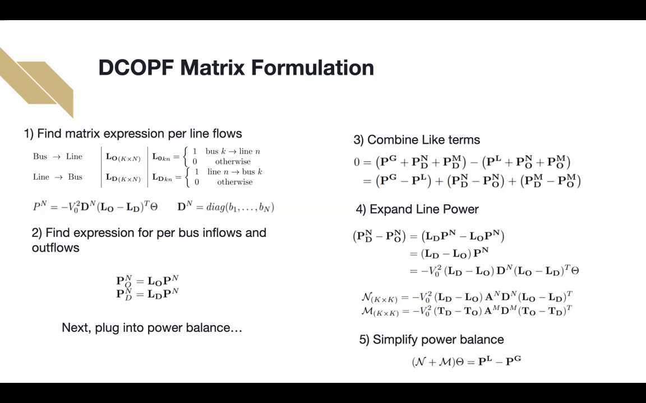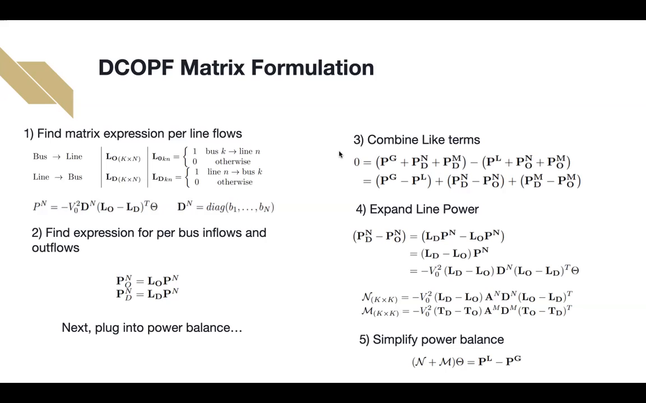The susceptance terms are placed in this diagonal matrix. And then our voltage angle differences are calculated using these adjacency matrices with our decision variables, which are these voltage angles. And so this gives us the power flow on a per line basis. However, we're interested in solving this on a per bus basis. And so then we use our adjacency matrices again to get us from this line space to this inflow outflow of the bus space. And so we can take these terms and plug them into the original power balance equation.